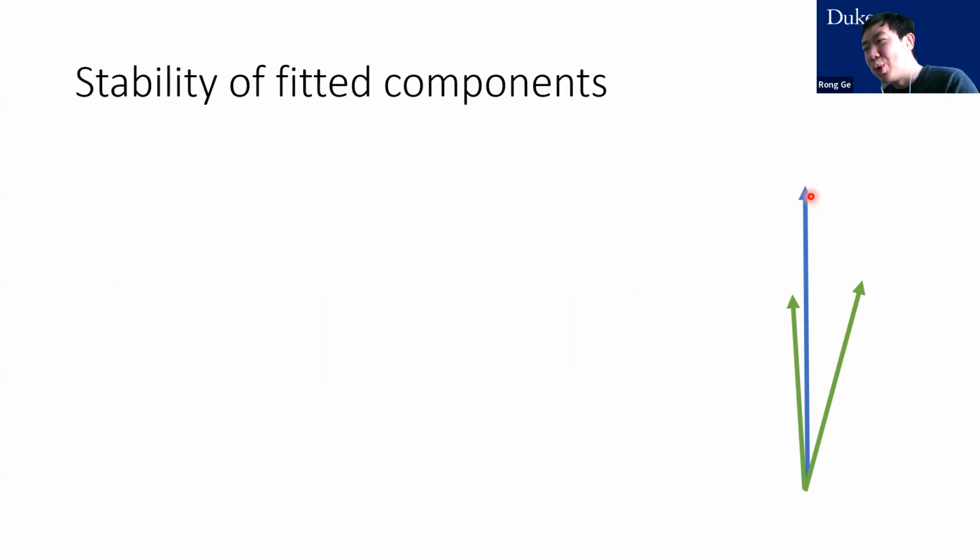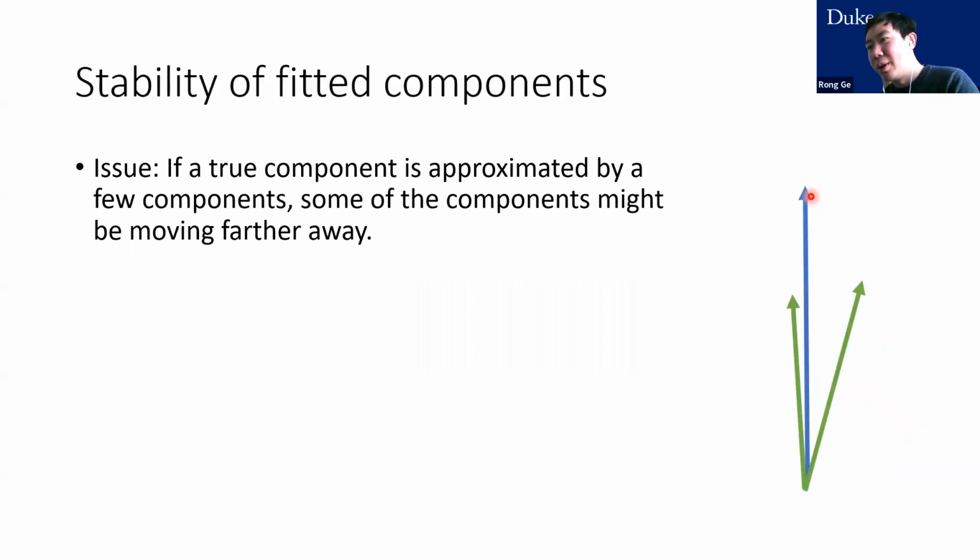Of course, the first question is, will components move away from the teacher component that it is trying to move? And the answer is actually yes. If a true component is approximated by a few different student components, some of the student components might actually be moving farther away. Not all of those components will be moving close to the teacher component. In fact, in the case that's illustrated by this figure, if you compute the gradient, this student component is going to move in this direction, which is what we want. It's moving closer to the teacher component, but this component is actually going to move away.